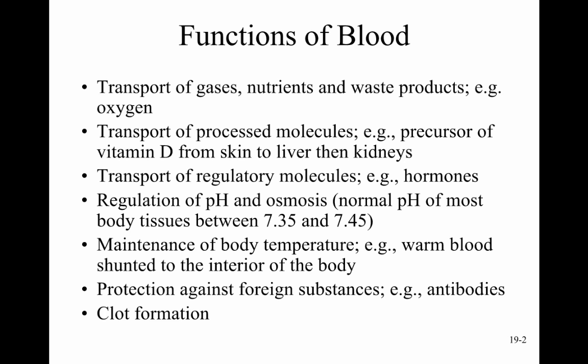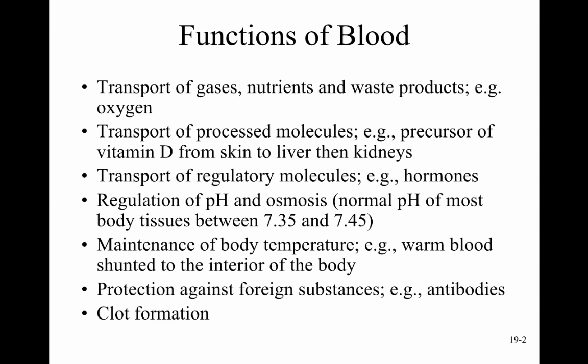Transport of regulatory molecules: other molecules like hormones will be produced by glands, released into your blood, and taken to different parts of your body. Regulation of pH and osmosis. So normal pH in most body tissues is between 7.35 and 7.45, and depending on the dissolved substances in your blood, it will change the pH. It can change the osmotic pressure also between the cells. So the cells need a certain amount of fluid and osmotic pressure for correct function, and so the blood helps maintain that.